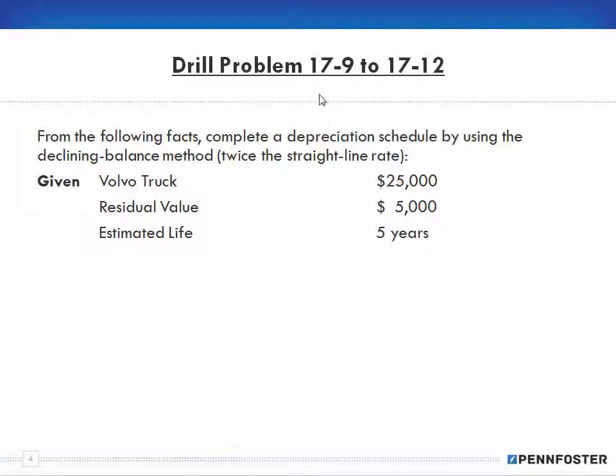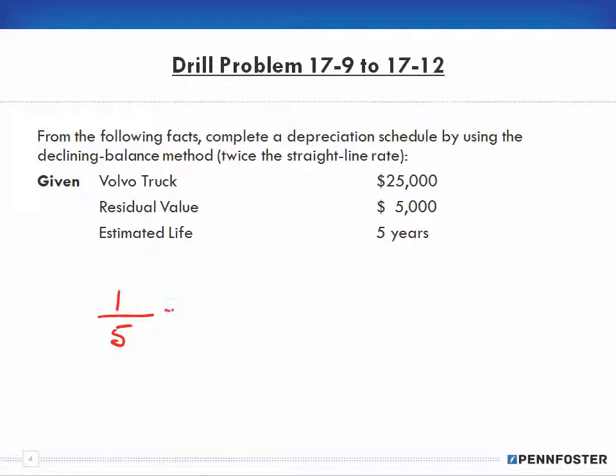Anyway, it says here, from the following facts, complete a depreciation schedule by using the declining balance method, and it's been decided to use twice the straight line rate. So what does that mean? We have to figure out what that percentage is going to be. If you recall, we're taking the useful life, which is 5 years, and since we want to know that percentage per year, that's 1 year in the numerator and the estimated life in the denominator, so that's 5.